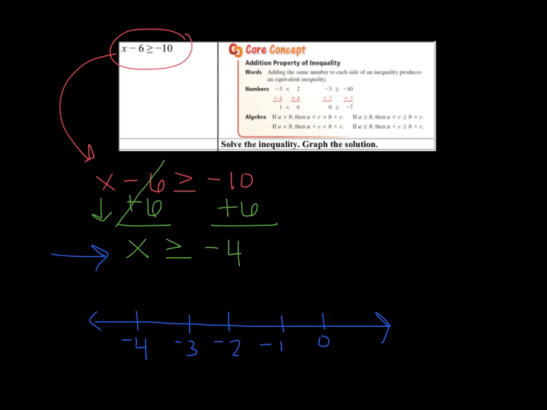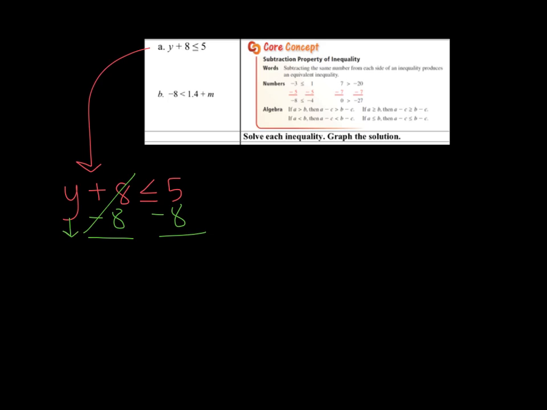So I have greater than or equal to. That means that would be a closed dot. That's a review from 2.1, closed dot because it's equal to. And then my ray should be pointing to the right because that's where all the numbers that are bigger than negative 4 would lie on the number line. Okay?